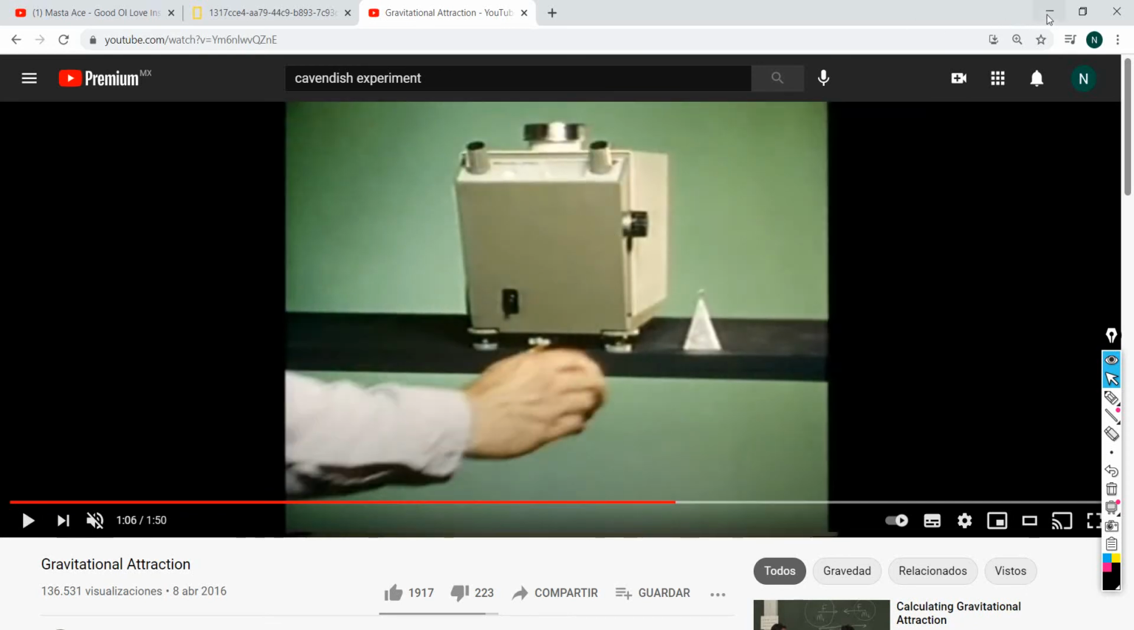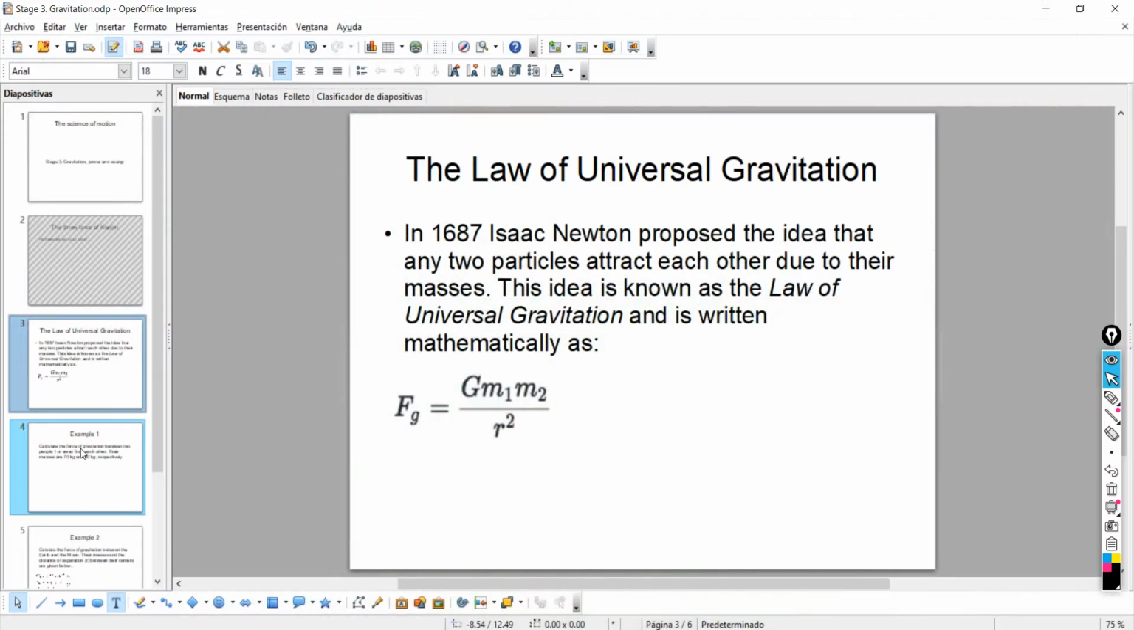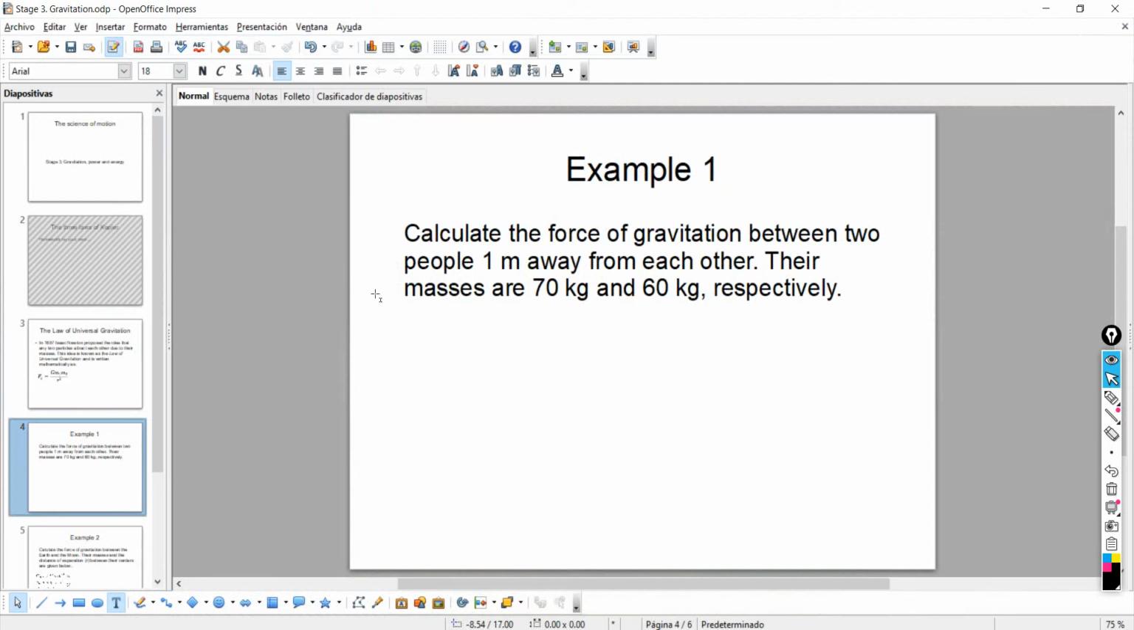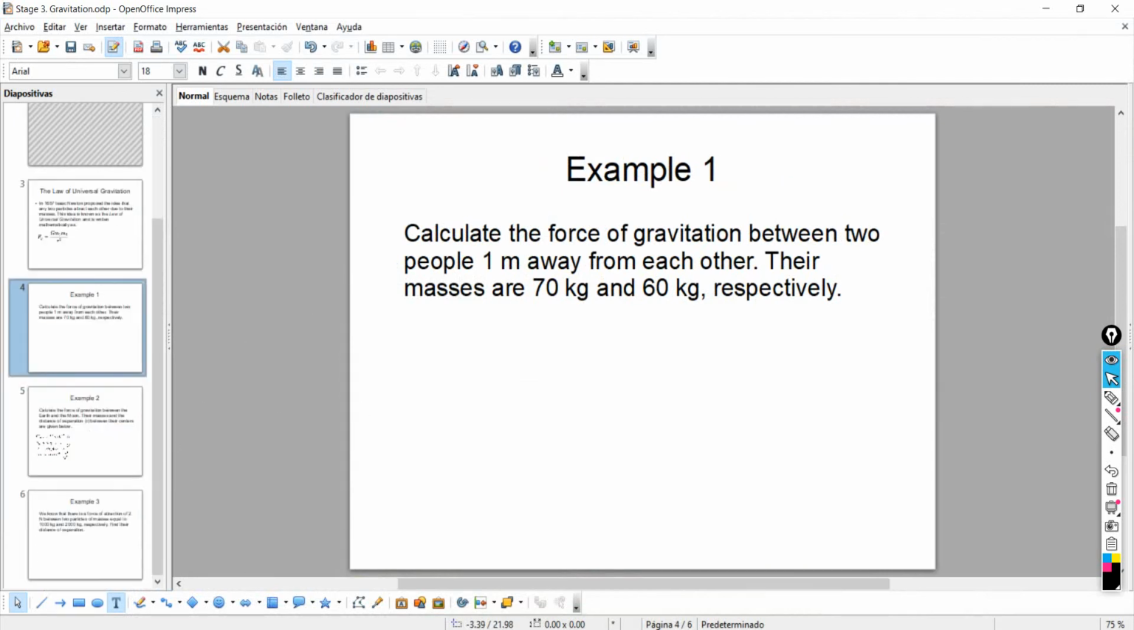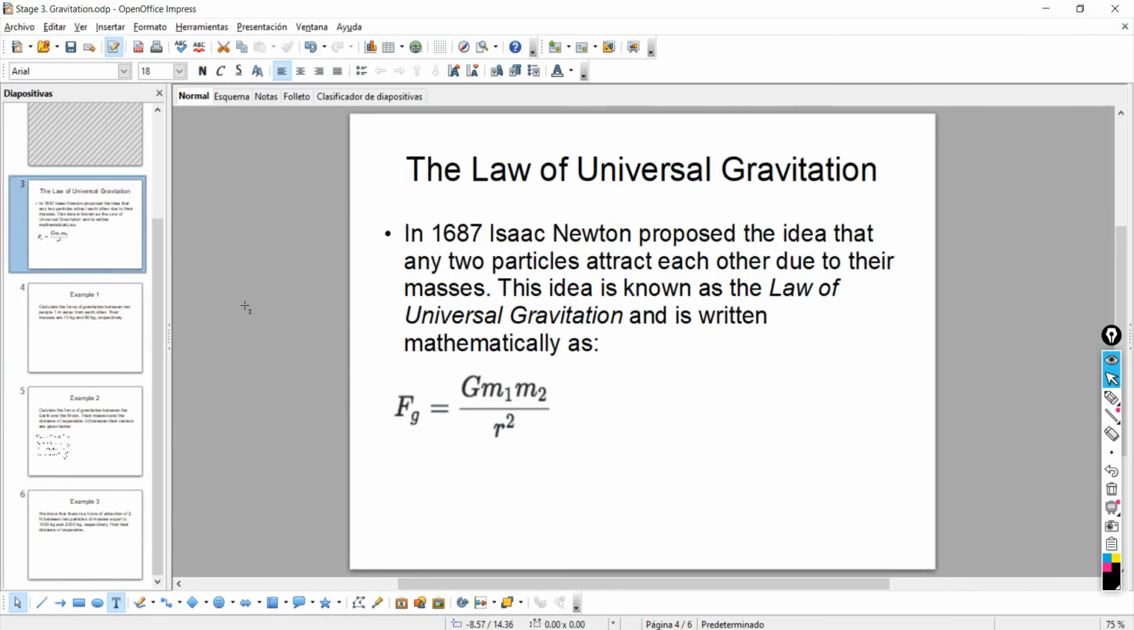Nice. Okay, so let's go through 3 examples, guys. Let me show you. Let me see how much time it's been. Okay, 60 minutes. Maybe I can show you 1 or 2 examples, and then we can do another one in class. Okay, so these are examples of the usage of the law of universal gravitation, which I repeat is this.